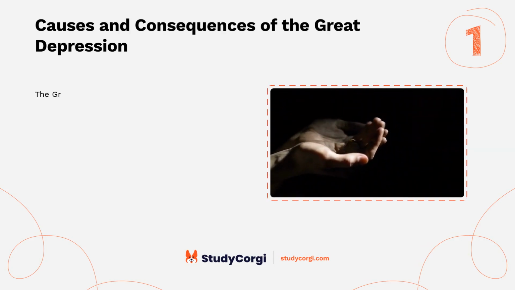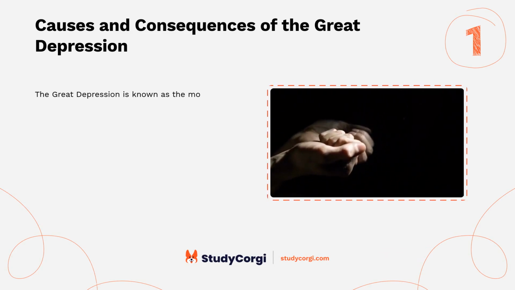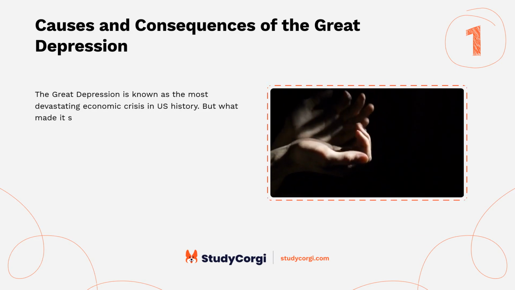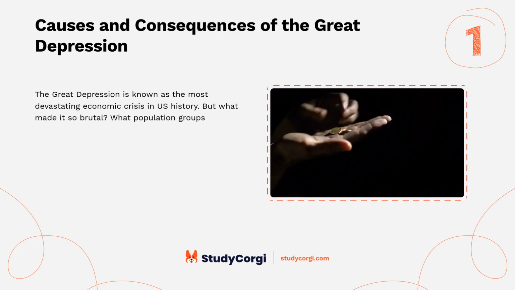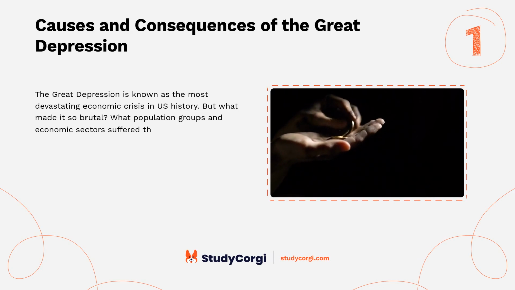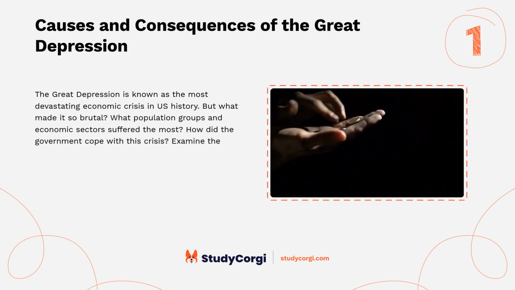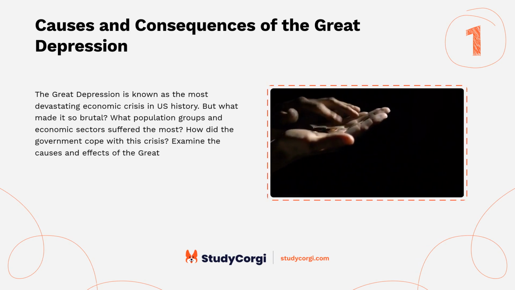The Great Depression is known as the most devastating economic crisis in U.S. history. But what made it so brutal? What population groups and economic sectors suffered the most? How did the government cope with this crisis? Examine the causes and effects of the Great Depression in your paper.